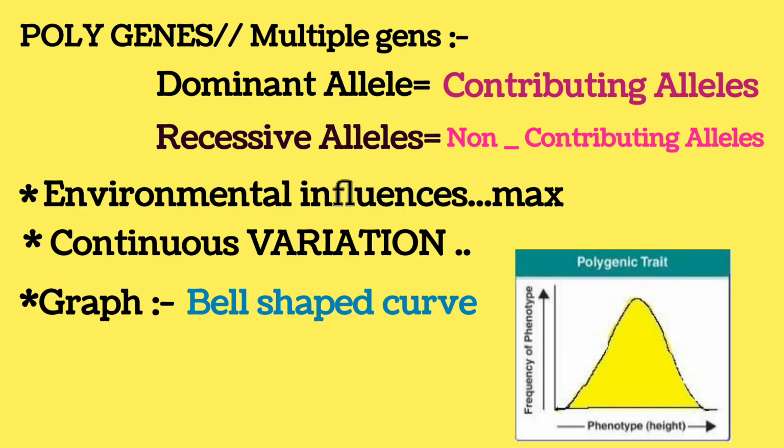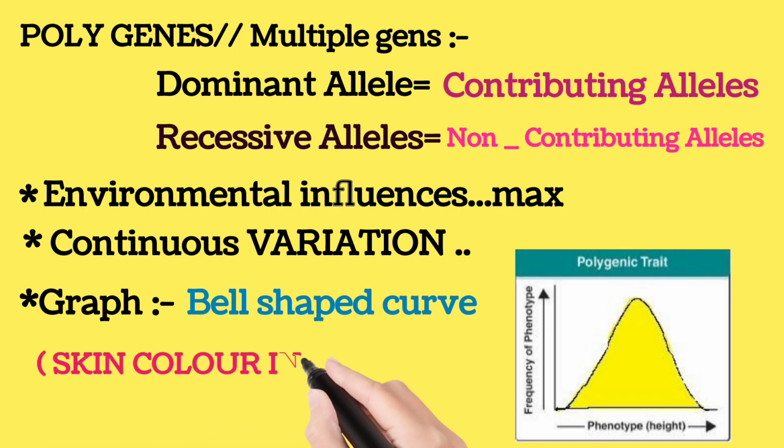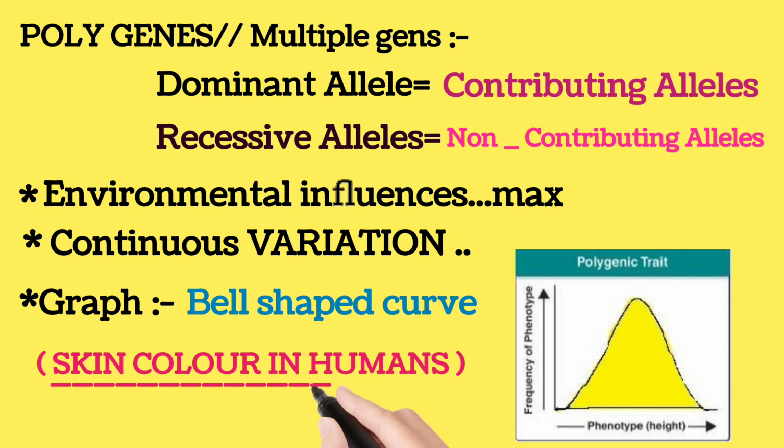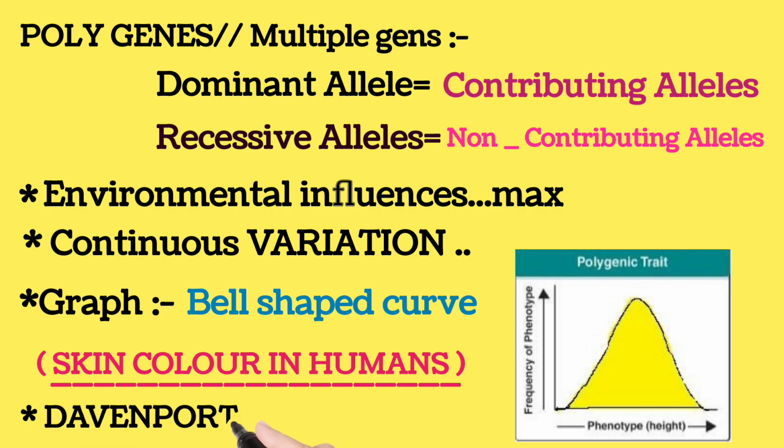Dear friends, we have a prominent example of polygenic inheritance. Now let's explain. That is skin color in human beings. It was first studied by Davenport in 1913. According to Davenport, skin color in human beings is controlled by three polygenes or multigenes, namely A, B, and C. Now let me show you how these genes interact and control skin color.